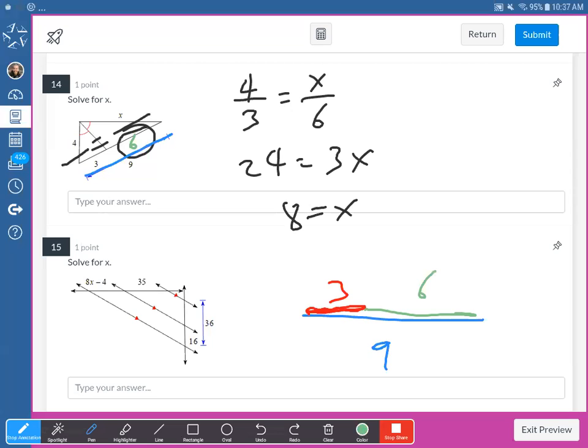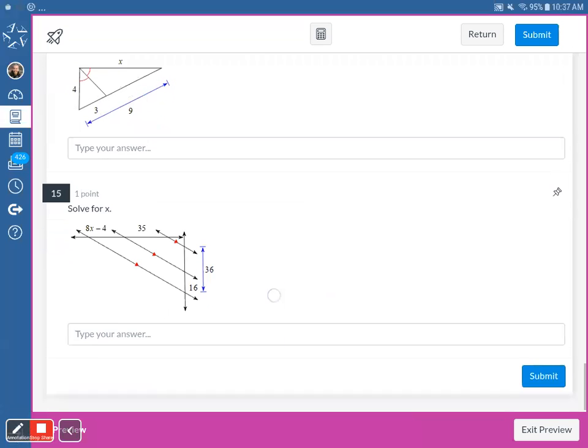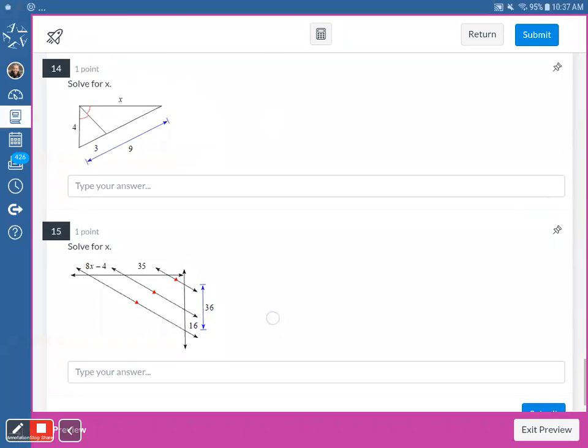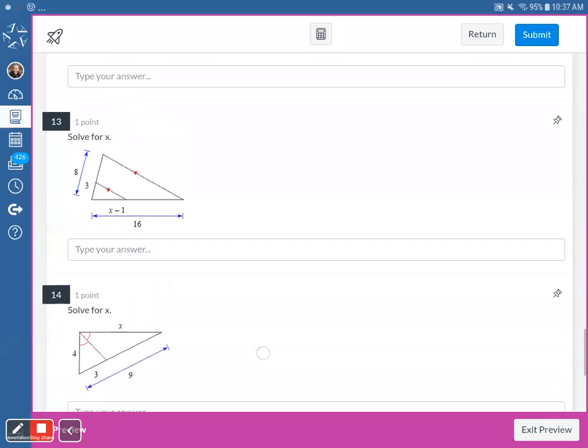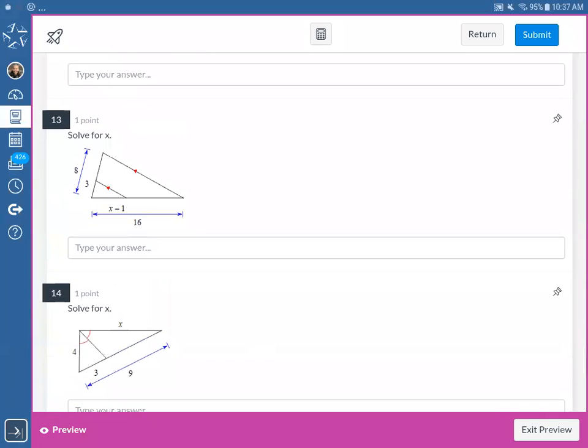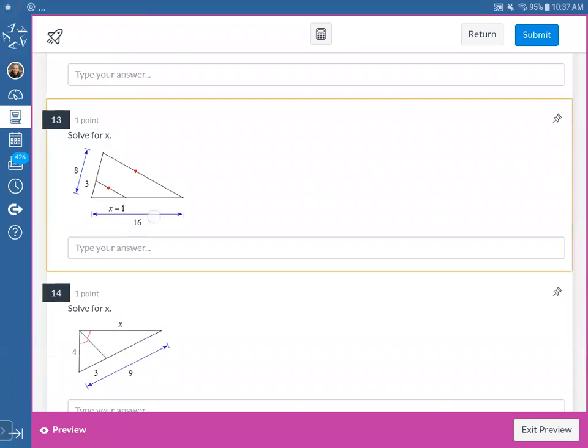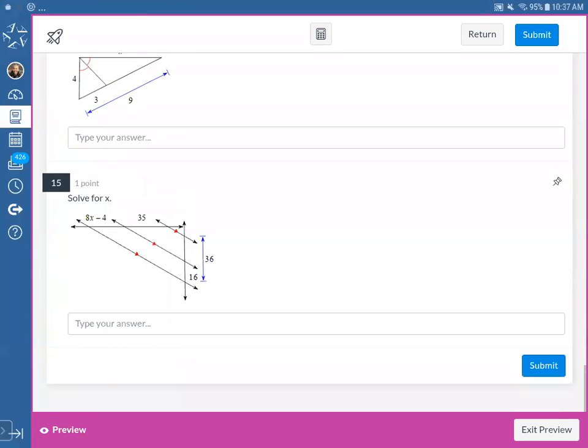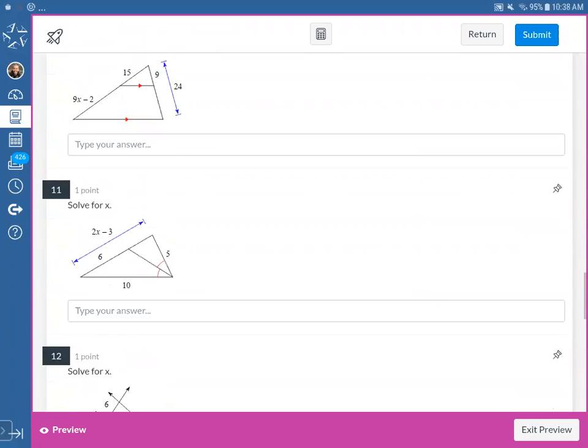But I don't think there's any more of those, because the rest of these, it's kind of just, you just set up the proportion. Like here for 13, you do 8 over 3 equals 16 over x minus 1. For this one, you do 20 over 16 equals 35 over 8x minus 4. So all the rest of them follow those same steps.